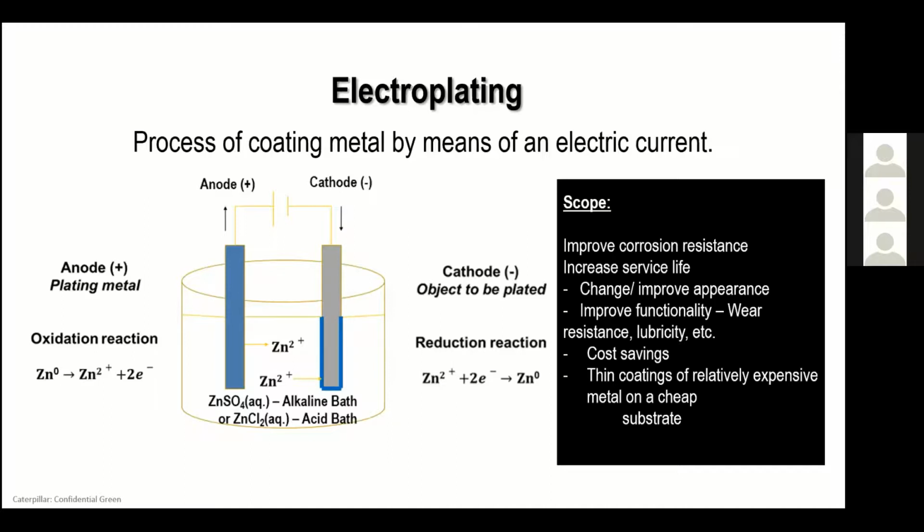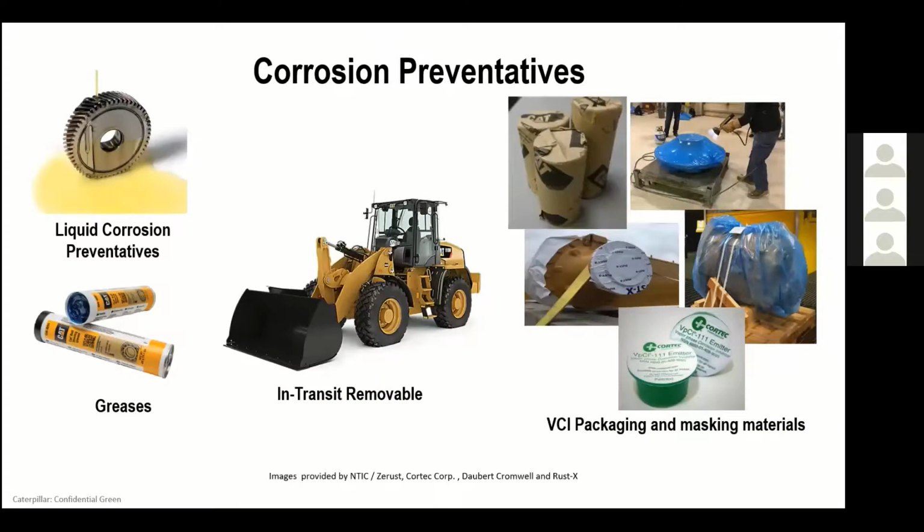And as I mentioned before, you're doing it to improve corrosion resistance, but really to increase the service life and improve the functionality. So many times you might see that you're increasing the wear resistance or lubricity, and those are the things that are more important to you, or just as important as corrosion protection. And a lot of times you do it because in manufacturing, it's a lower cost method of producing a part, because you want to be a low cost producer if you're producing something so that people want to buy it. So thin coatings of relatively expensive metals on a cheap substrate is really popular, I guess, from a standpoint of manufacturing.